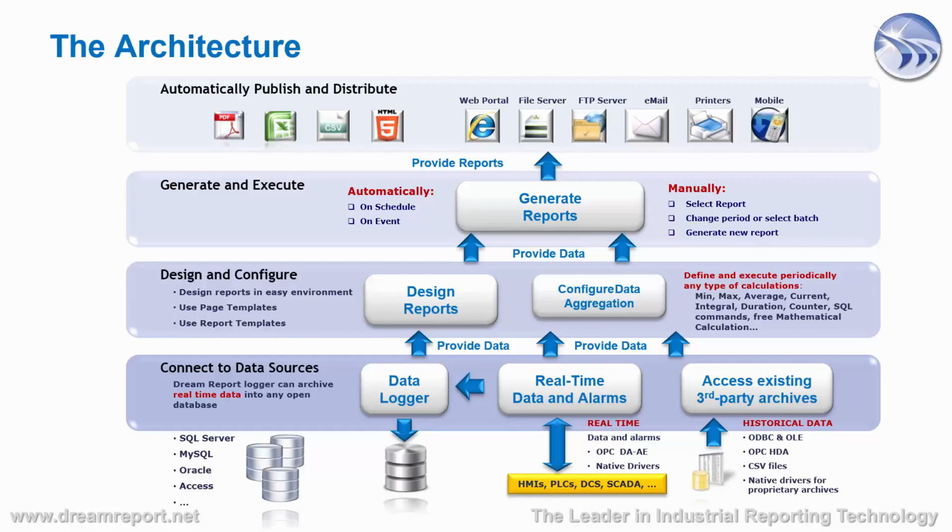DreamReport also allows for the native output of HTML5 web pages that can then be interacted with using the DreamReport web portal. Reports can be stored on one or more directories, either locally on a file server, automatically sent to an FTP site, automatically emailed as an attachment to one or more recipients, printed to one or more printers, and even viewed through a mobile device such as a tablet or a smartphone.